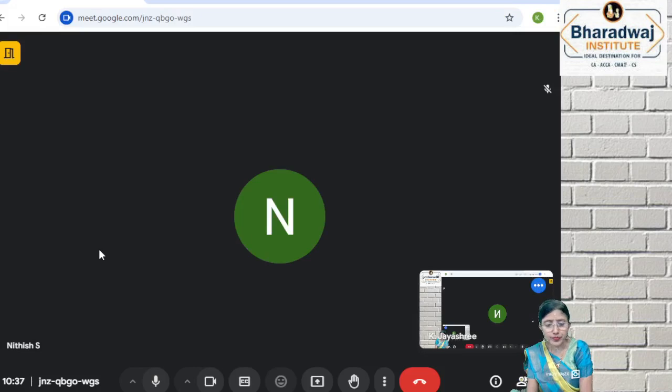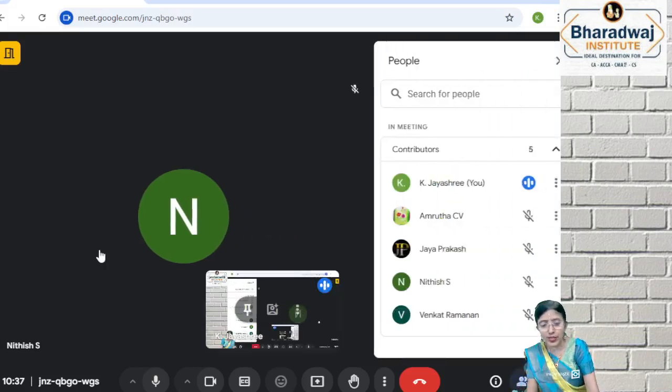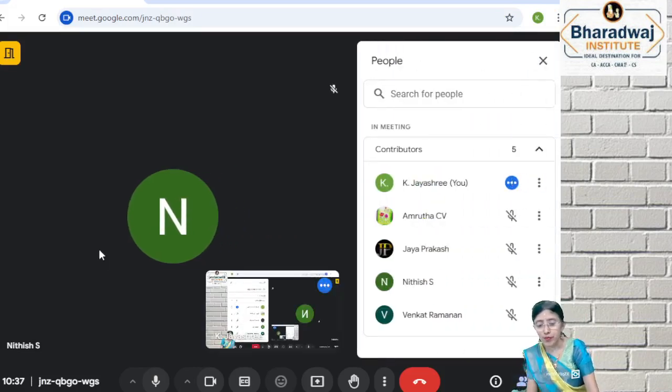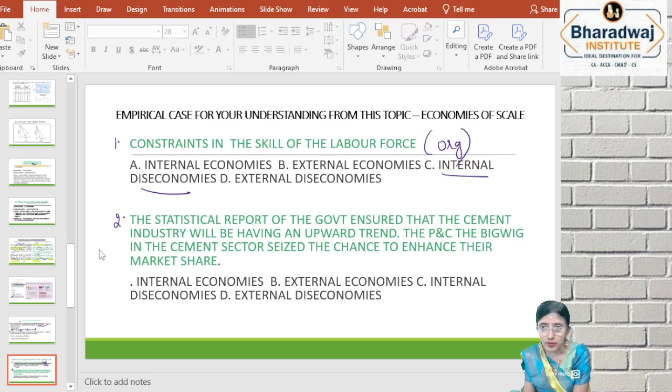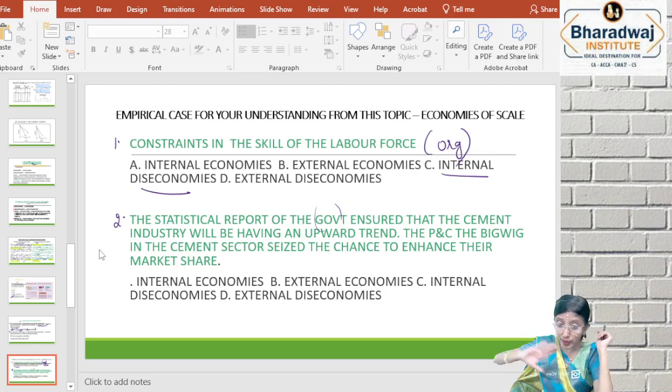Now go through the second one. Read the second one patiently. You will understand more on that. Okay, now the statistical report of the government. So this is a research finding by the government itself: there's going to be an upward trend.